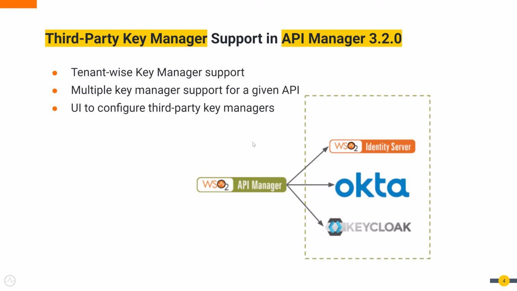As you can see here, WSO2 API Manager 3.2 release supports configuring multiple third-party key managers per tenant, and it can be configured using the admin portal UI. With this feature, we can also enable multiple key managers for any given API. At the moment, it supports WSO2 Identity Server, Okta, Keycloak, and Auth0 out of the box, and we're aiming to bring more authorization servers on board in the future.